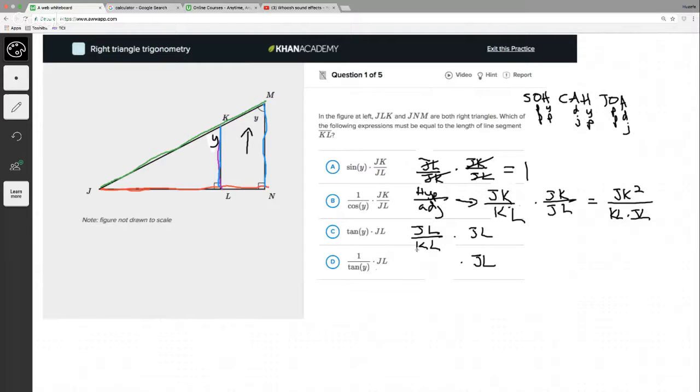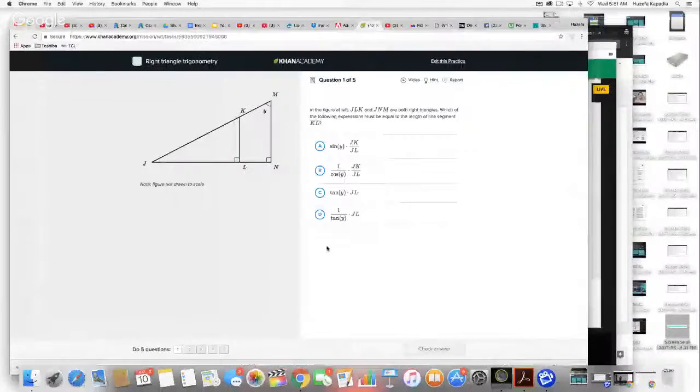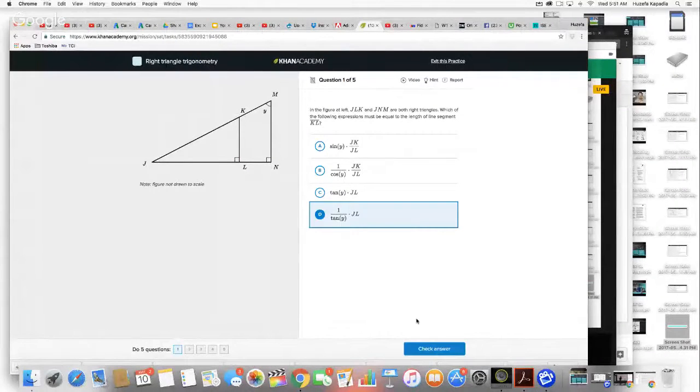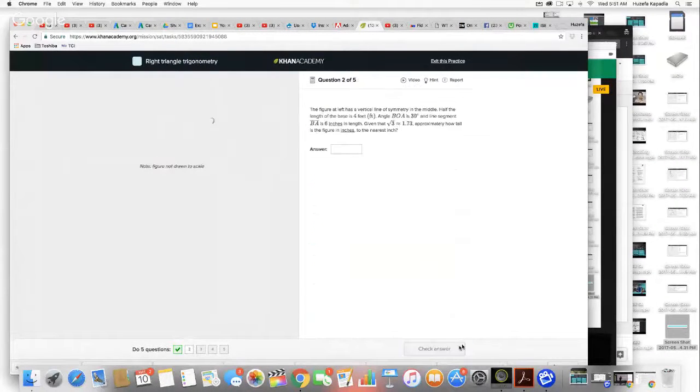The last one is 1 over tangent of y, which is the inverse of this guy. I think we have a winner here. KL over JL times JL over 1. We can multiply these guys, right? JL over 1. These guys cross off. This is KL. It's a long one. That was complex, but it's D. Let's just make sure we are correct on that. Yes, that is right.